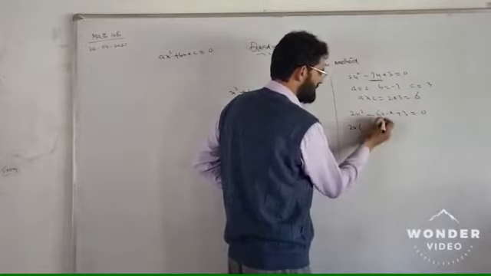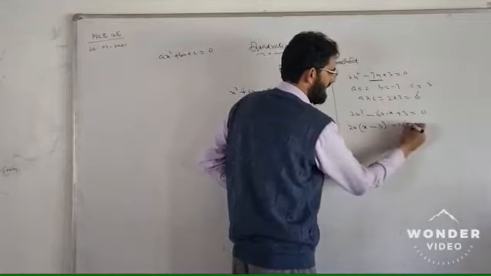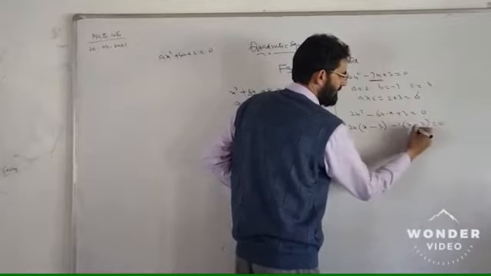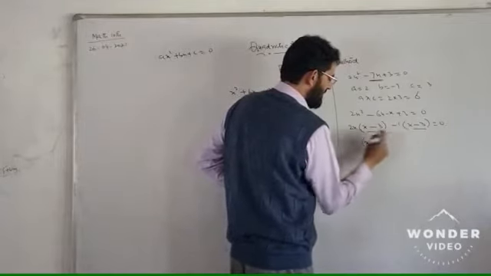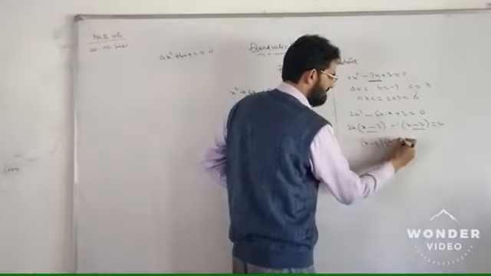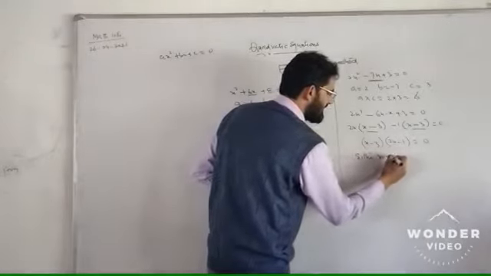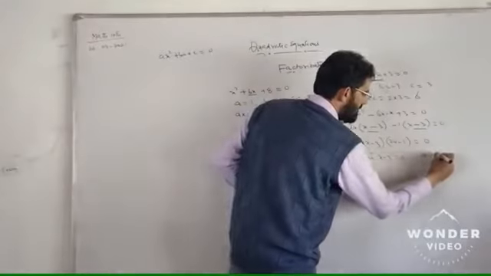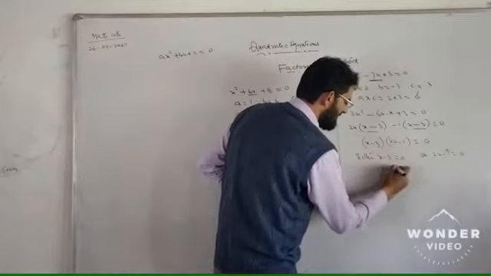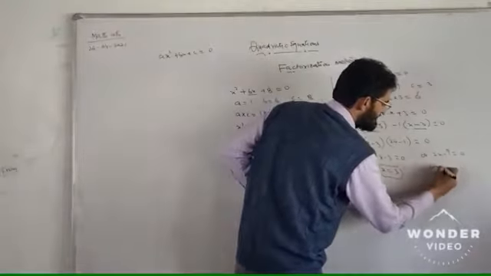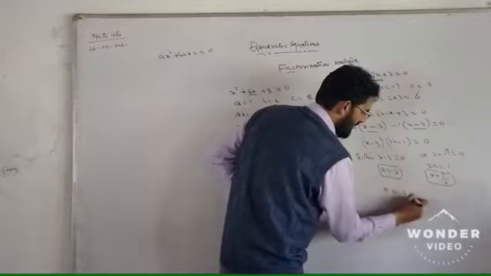Taking 2x common from these two, we are left with x minus 3. Here we should take minus 1 common and we are left with x minus 3. So x minus 3 is here, x minus 3 is here. Among these two we write just one, x minus 3 into what we have taken common, 2x minus 1, is equal to 0. Now either x minus 3 is equal to 0 or 2x minus 1 is equal to 0. So x is equal to 3 is one value and 2x is equal to 1, so x is equal to 1 by 2. So x has two values, 3 and 1 by 2.